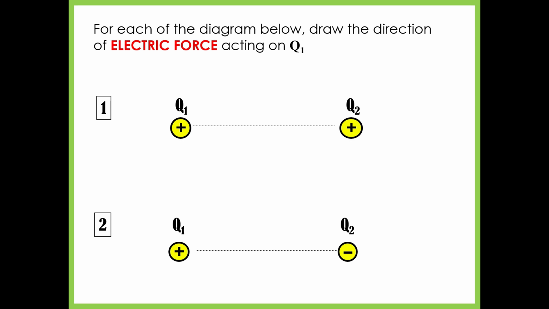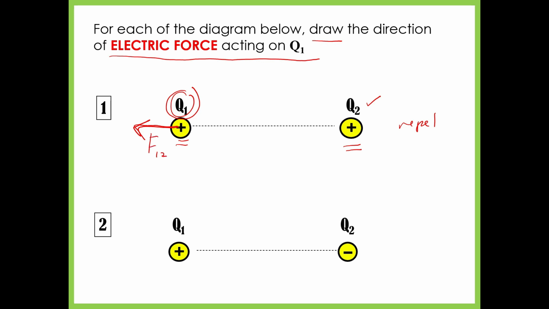For the system of charges, we have the first example: positive and positive charge will repel, and the instruction is to draw the direction of the electric force on Q1. So we focus on Q1. We only draw the direction from Q1 because the one that is acted on is only Q1. Positive will repel, meaning this Q1 tends to move to the left. It will try to get away from Q2. So this is the direction of force, and we label it as F12.